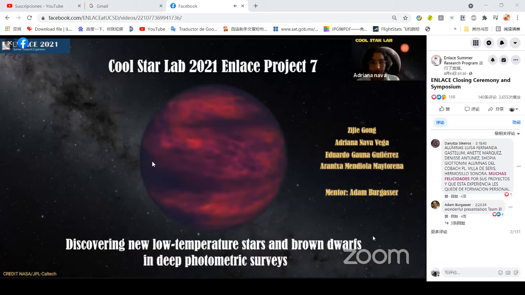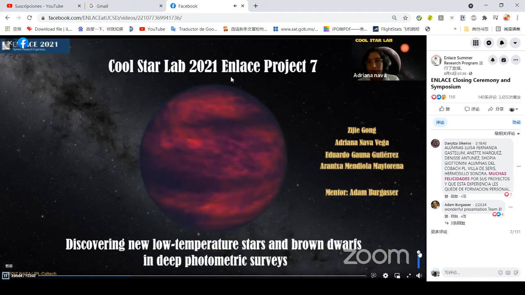Okay, good morning, everyone. I'm going to present the discovery of new low temperature stars and brown dwarfs in the photometric surveys, presented as a Star Lab 2021 project, as part of the program Enlace for the Project 7. The participants are CG, Adriana, Eduardo, Aranza, and Dr. Adam Burgasser as a mentor.